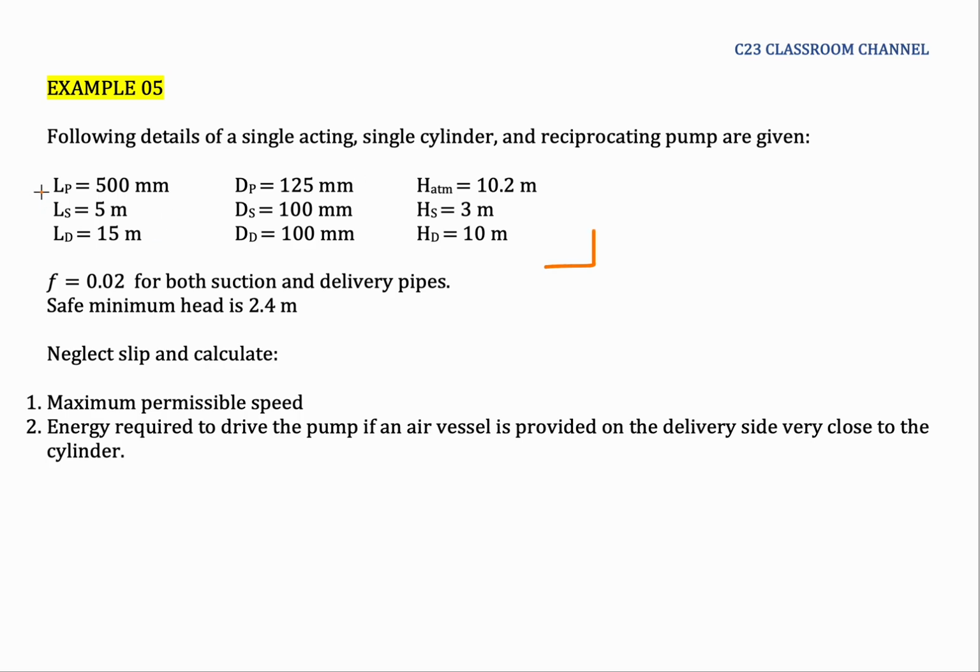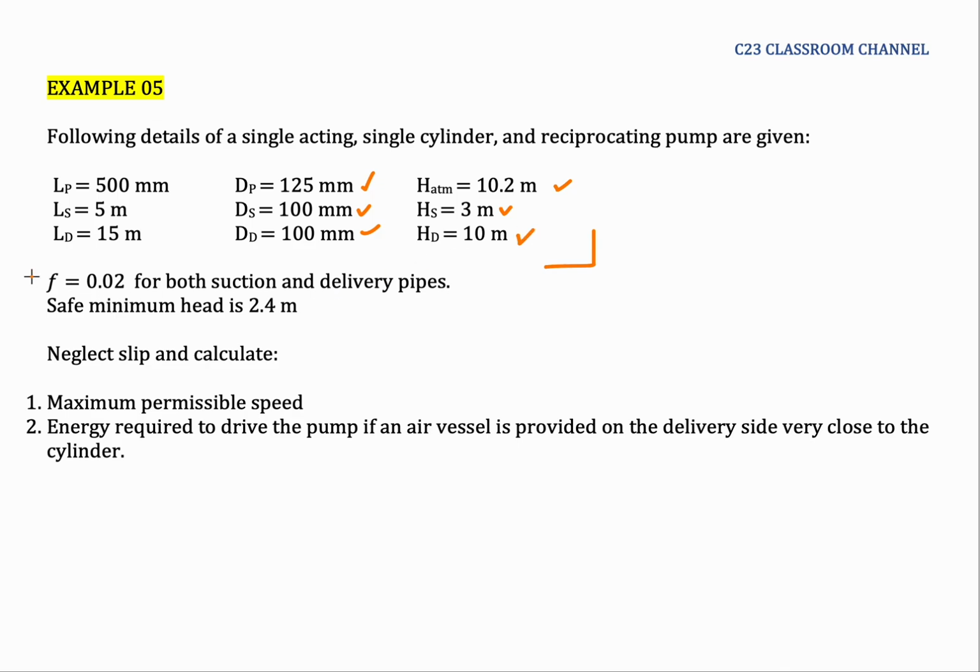So you could understand L is the length for the piston, the length for the suction pipe, and the length for the delivery pipe. And then this is the diameter for the piston, the diameter for the suction pipe, and the diameter for the delivery pipe, and this is the atmospheric pressure head. So this is the suction head, and this is the delivery head.